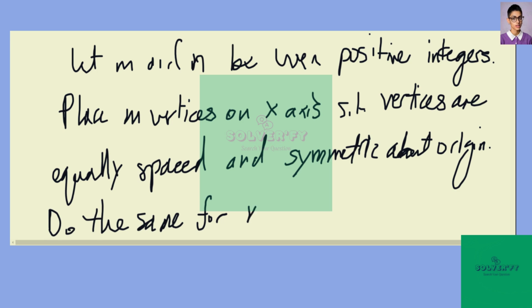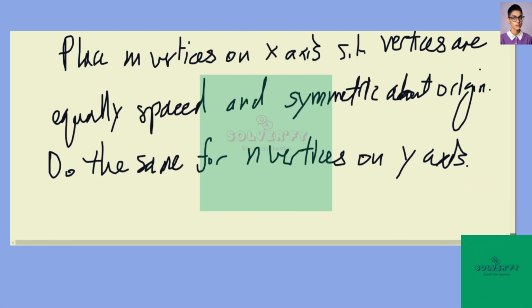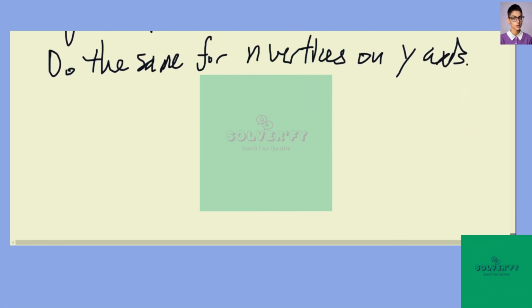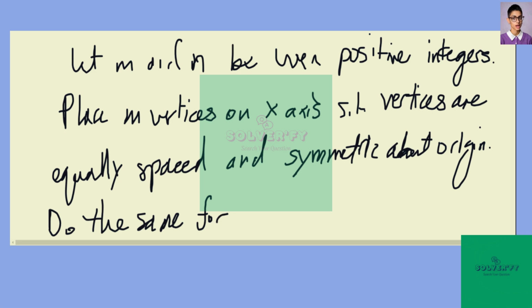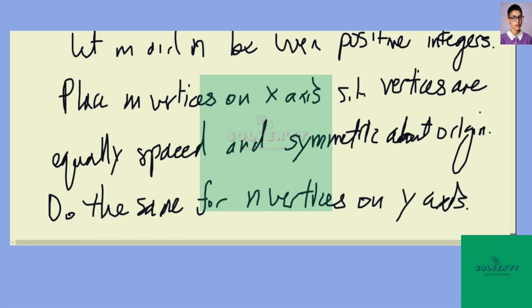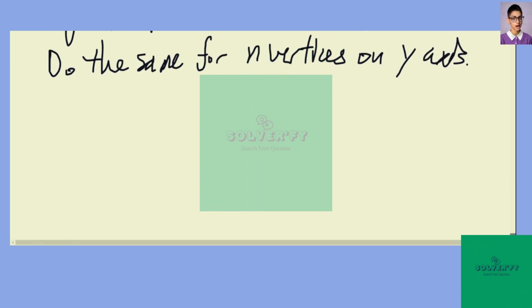And then let's place the n vertices along the y-axis such that these vertices are also equally spaced and symmetric about the origin. So we'll do the same for n vertices on the y-axis. Again, since n is even and positive, this is possible. And now connect every vertex on the x-axis with every vertex on the y-axis.